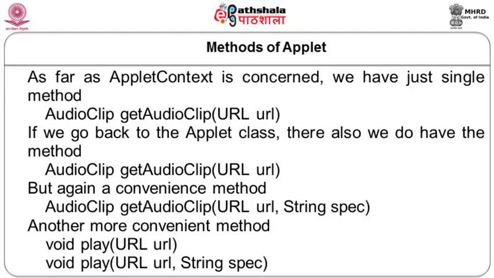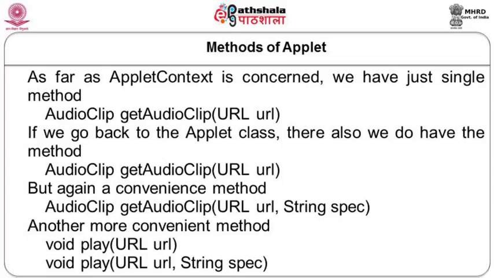If we go back to the applet class, corresponding to this we do have this method called getAudioClip, but again a convenience method called getAudioClip with 2 parameters. We understand how it is convenient. We have already seen it in the case of image, getImage. So similarly, getAudioClip also has overloading done, to return us an AudioClip.